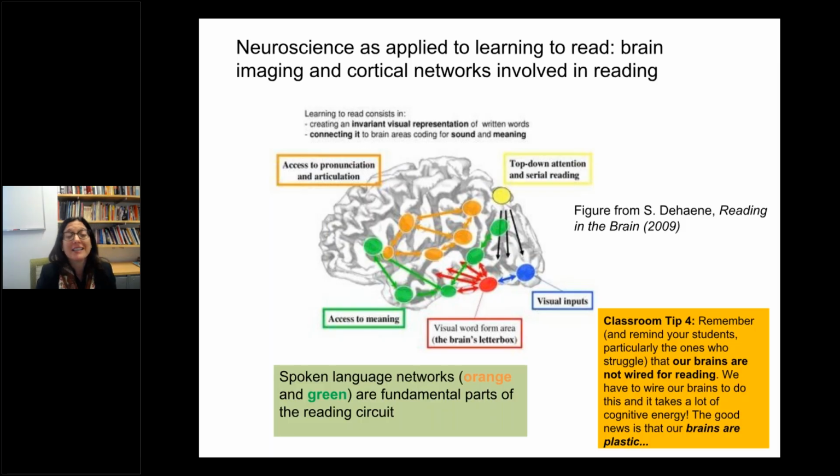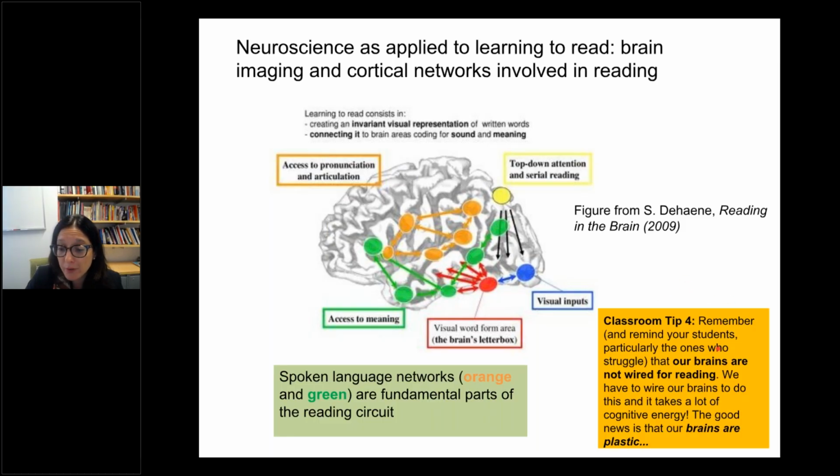The alphabet took us tens of thousands of years to develop. We were speaking as human beings way before we were writing and reading. So we're wired for oral language. We're wired for these orange and green networks. We're not wired for the red area to connect it.